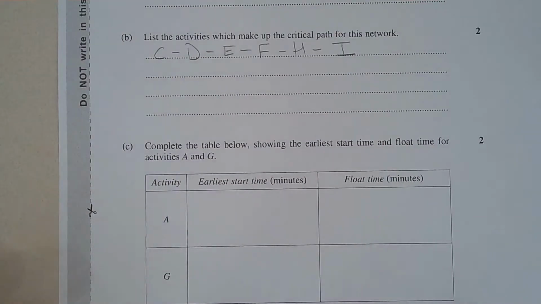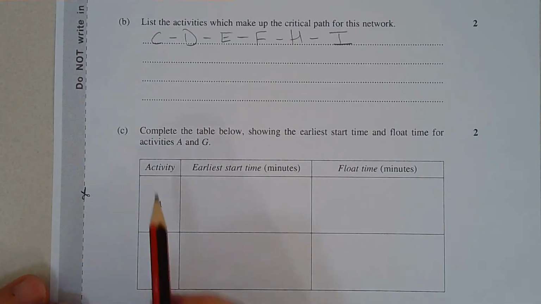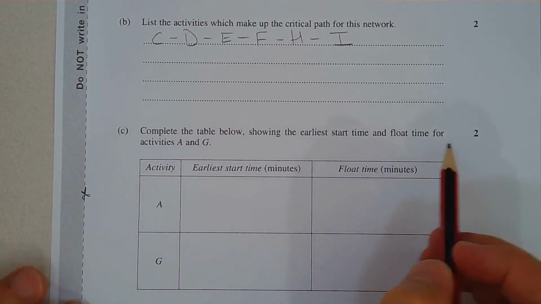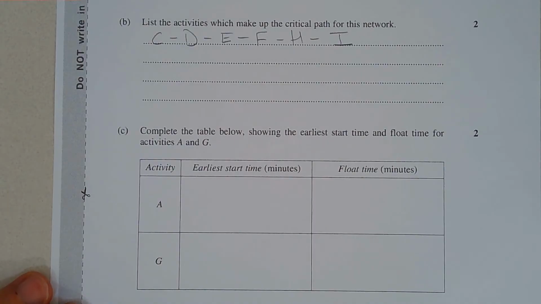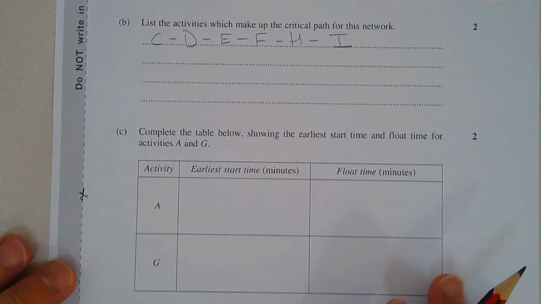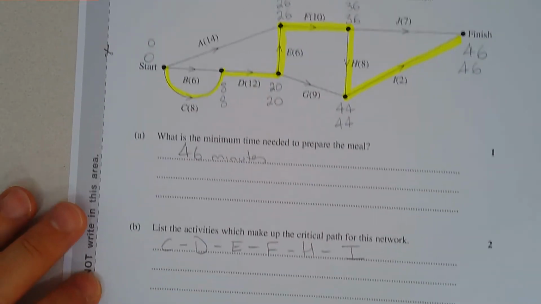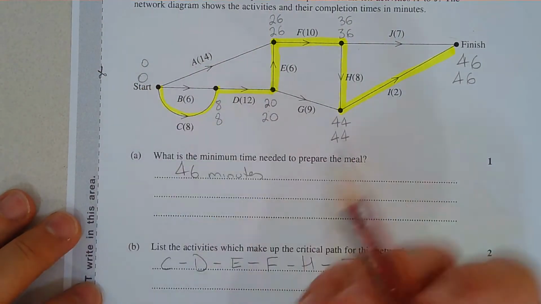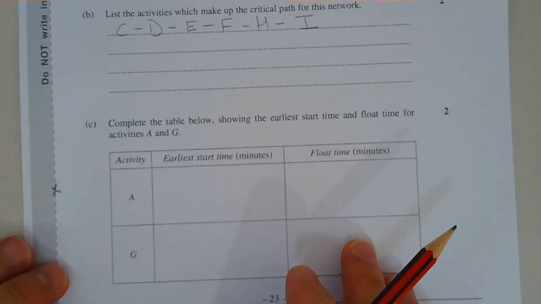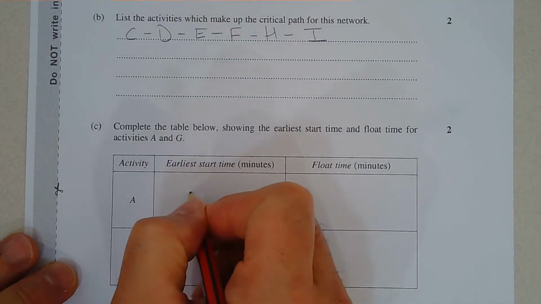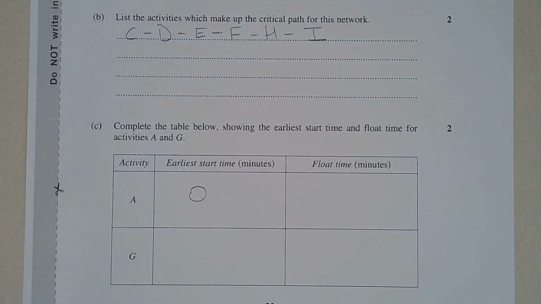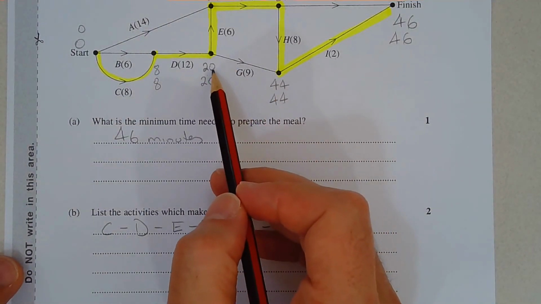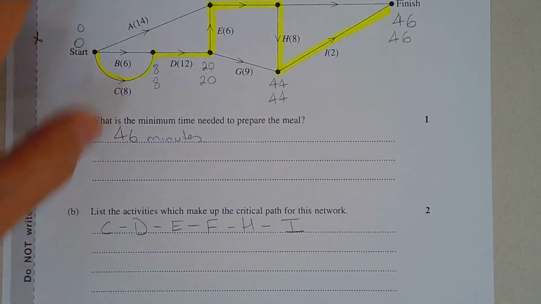Finally, part C. Complete the table below showing the earliest start time and float time for activities A and G. So the earliest start time, I think that's fairly simple to fill out. So why don't we do that first? The earliest we can start activity A is at the 0-minute mark. So 0 minutes. Activity G, the earliest it can start is at the 20-minute mark.